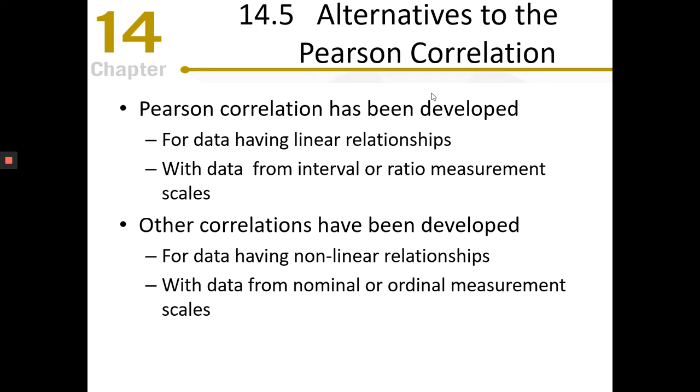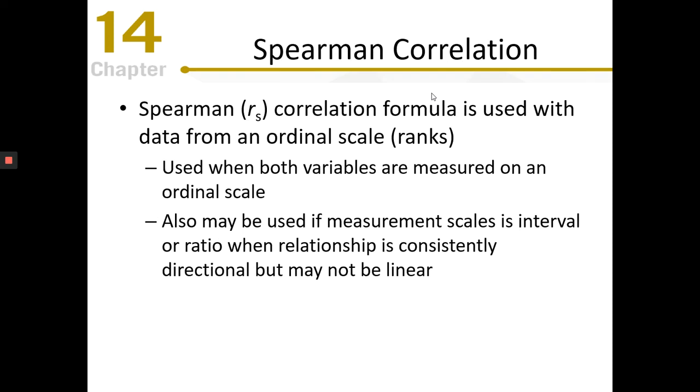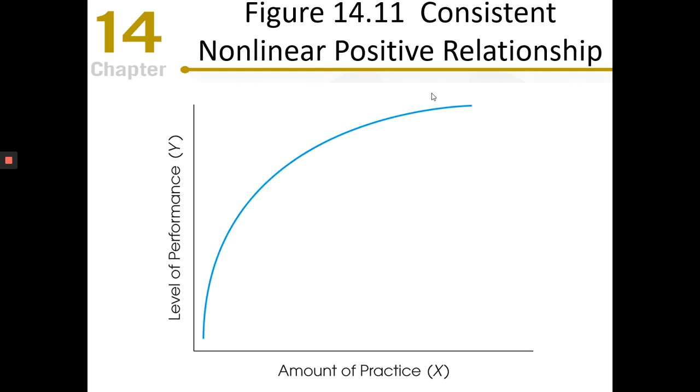But there's other correlations that are not linear. So there are correlations we can have that are nominal and ordinal. And one that we're going to actually do in a bit is what's called the Spearman. Spearman is the only thing we're going to do in our class with ordinal data. So why do we want to use ordinal data with correlations? Well, let's look at an example.